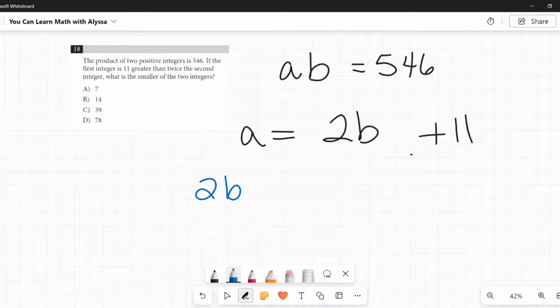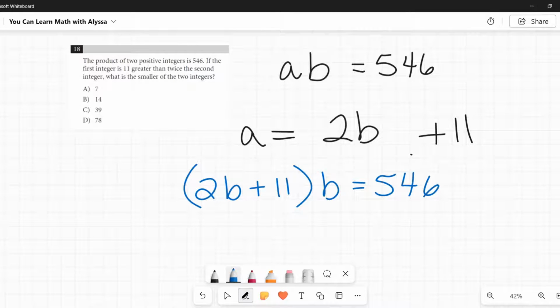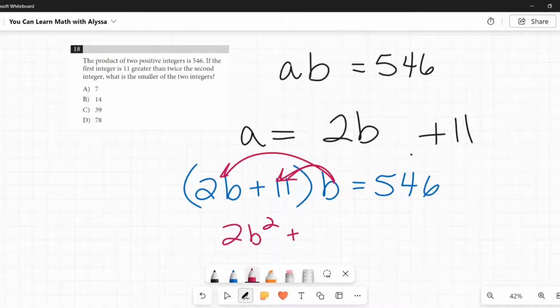So I have 2B plus 11 times B equals 546. And then I'm going to distribute this. B times 2B is 2B squared. B times 11 is 11B. And then I get 546.